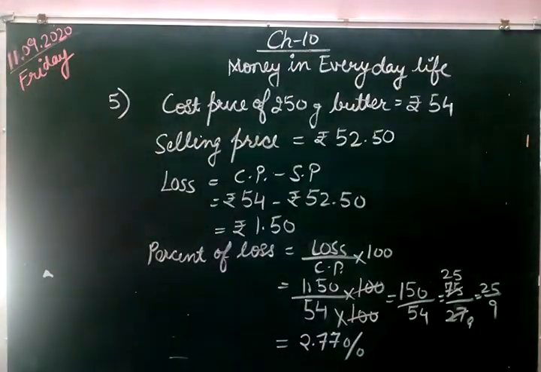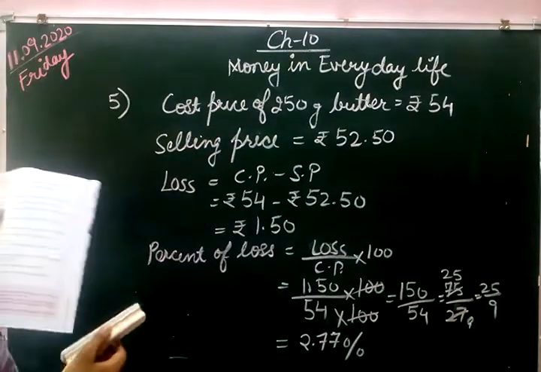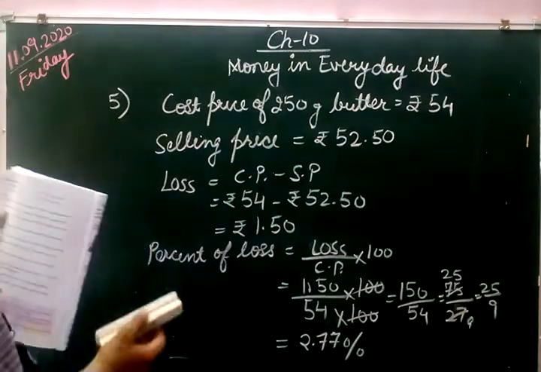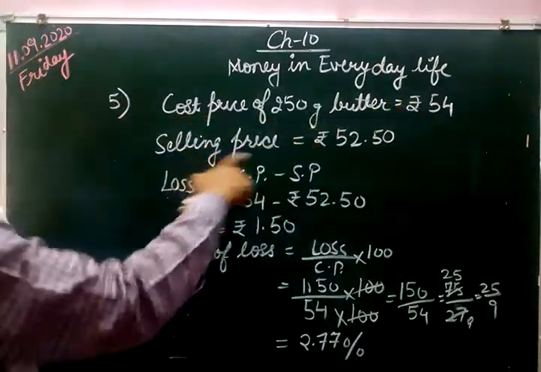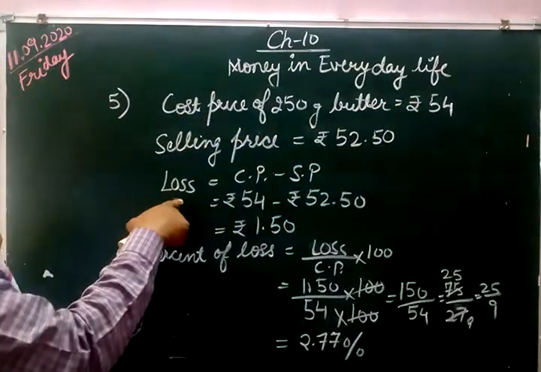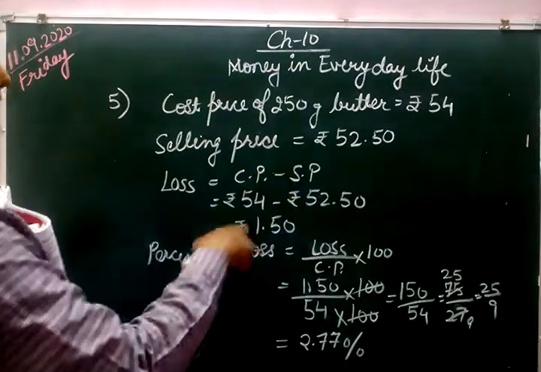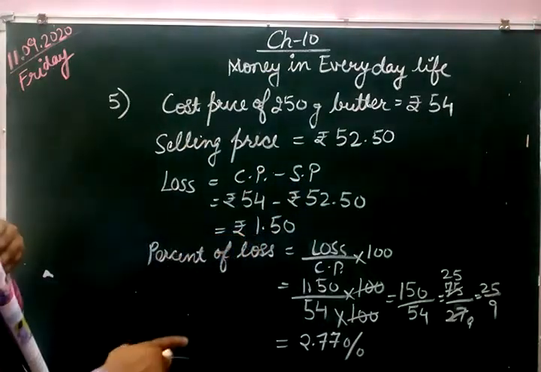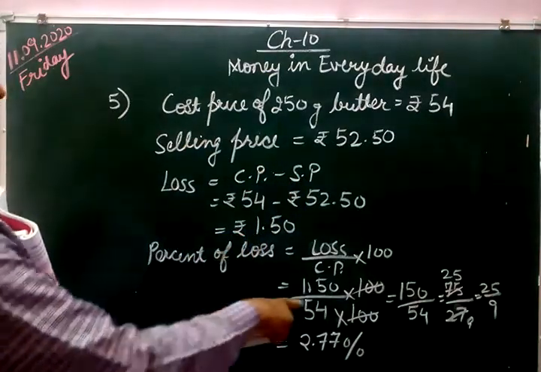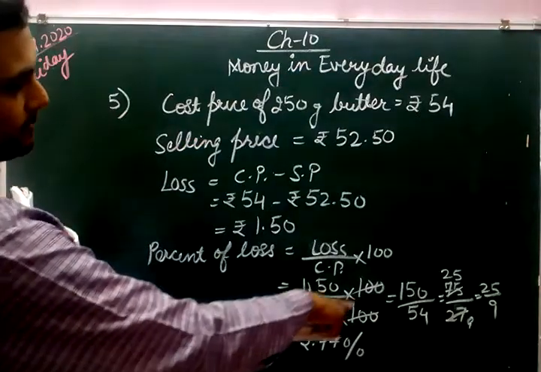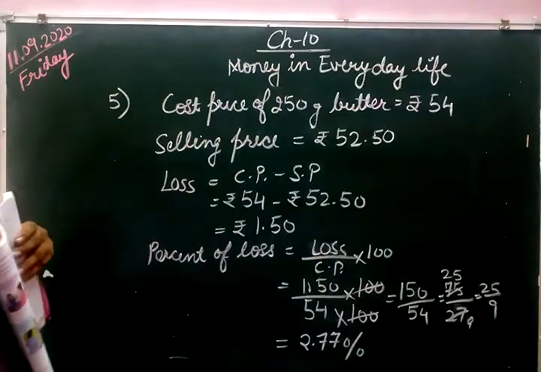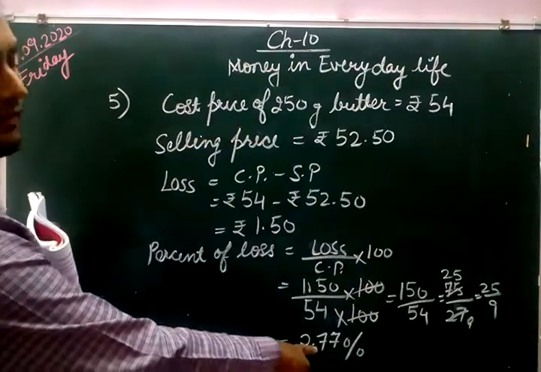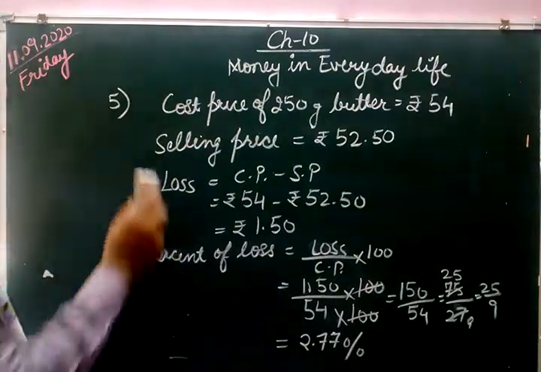Now student, we are going to do the seventh question. In this question, cost price is given to you, selling price is given to you. You have to find the loss. Cost price minus selling price. 1 rupee 50 paisa is the loss. You have to find out the loss percent. Loss divided by cost price multiplied by 100. When you simplify, you got the answer 2.77%. This is the loss percent.